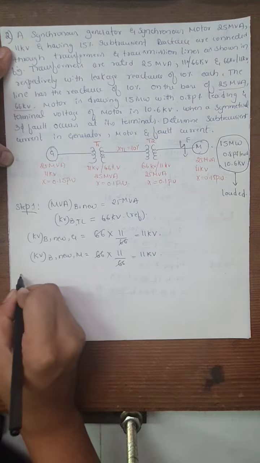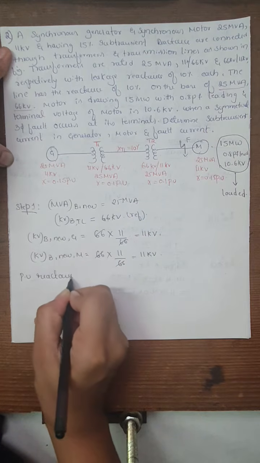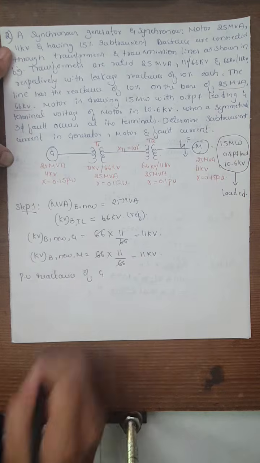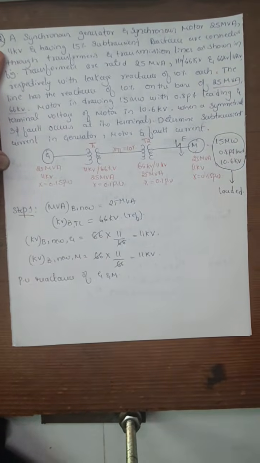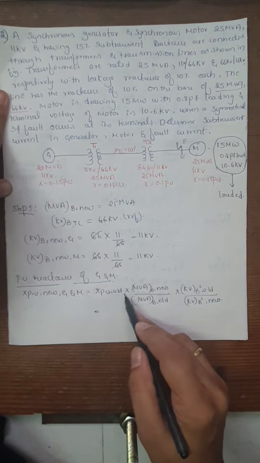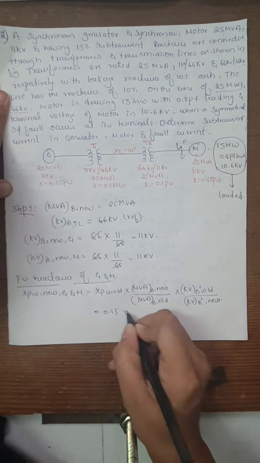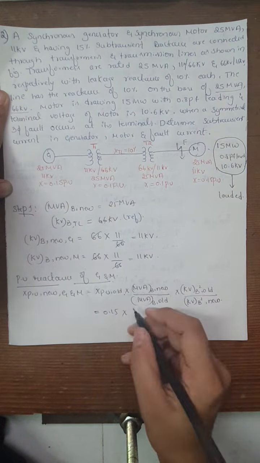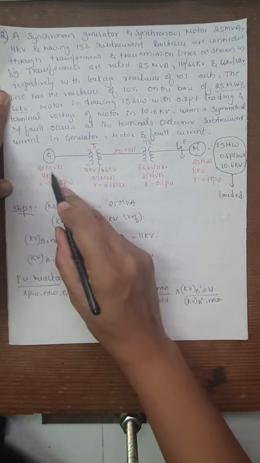First I'll calculate the per unit reactance for generator 1 and 2, generator and motor. Here I have written the formula. X per unit old value is 0.15, MVA base new, that is from step 1, is 25, and MVA base old is also 25.